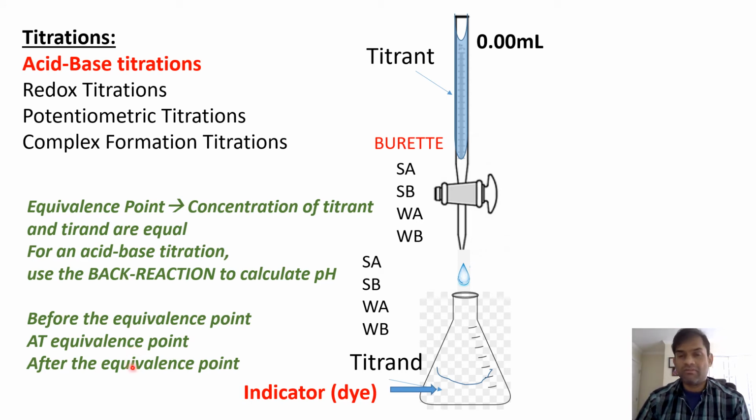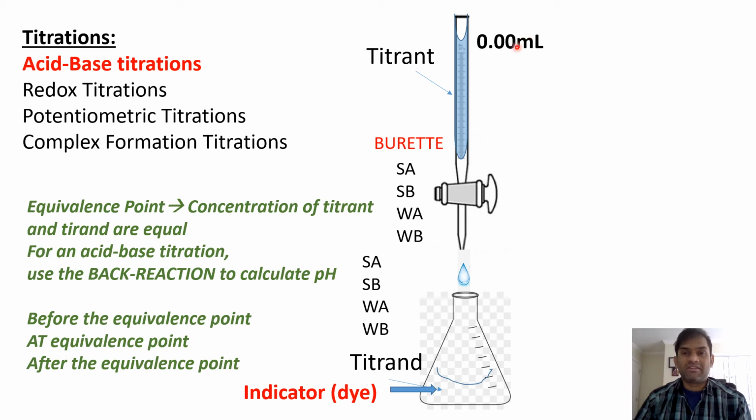And then after the equivalence point, now the titrant is in excess, or the titrand. A lot of acid-base titrations, we use an indicator or a dye. The indicator or dye basically changes color. So once you reach the equivalence point, it will change color. Or once you reach after the equivalence point, it will change color. That's when you really know the reaction has happened.